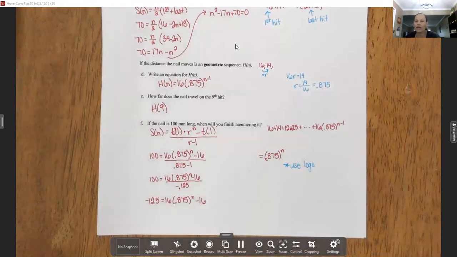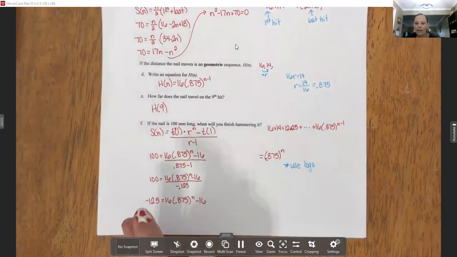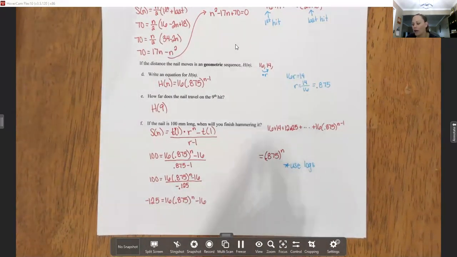And so say it said 27.5. Say it said 27.1. You would have to round up to 28. You always are going to round up no matter what comes after the decimal here, because you need that last hit, even if it's just part of a hit. So that's going to be how you finish up number 1.